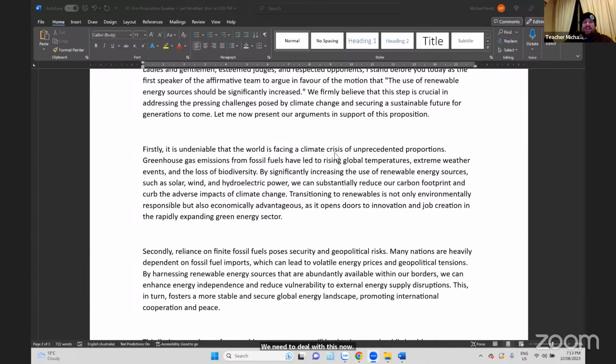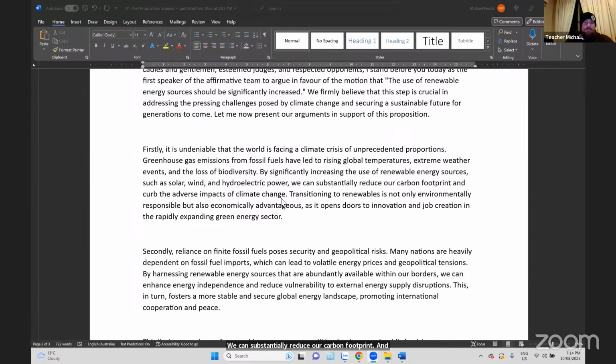And then you'll notice the teal structure of these paragraphs. So we've got our topic statement. It's undeniable that the world is facing a climate crisis. We go on to our explanation and our evidence. So greenhouse gas emissions from fossil fuels have led to rising global temperatures, extreme weather events, and the loss of biodiversity. By significantly increasing the use of renewable energy sources such as solar, wind, and hydroelectric power, we can substantially reduce our carbon footprint and curb the adverse impacts of climate change.